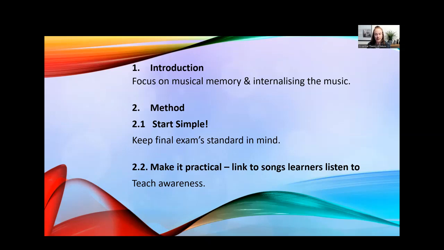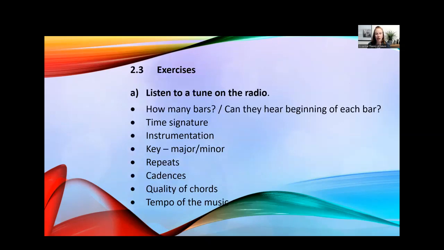Okay, then secondly, make it practical. Always make anything in music, any theoretical concept, make it practical. Link it to songs learners are listening to. Okay, teach awareness. So what do I mean by teaching awareness? What I mean by awareness is to listen, for example, to a song on the radio and tell your learners to listen for certain musical elements.